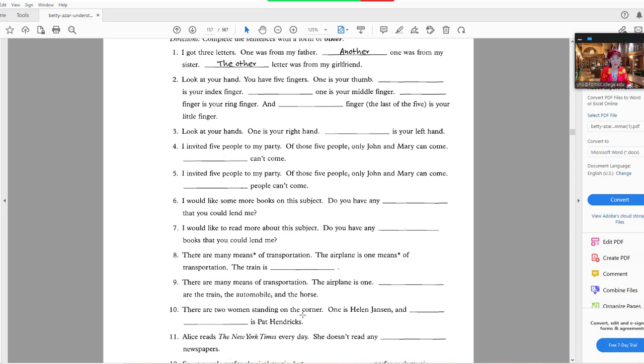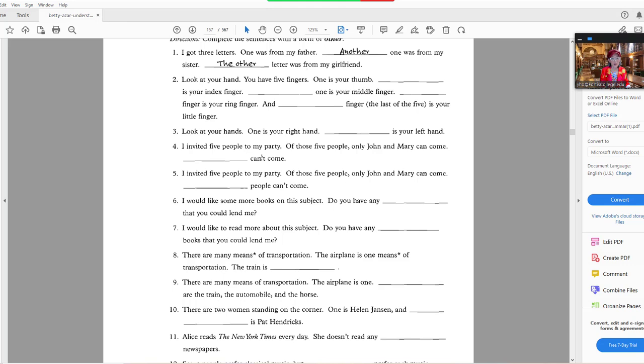So let's see. Look at your hand. You have 5 fingers. One is your thumb, another one is your middle finger, yet another is your ring finger, and your other finger, the last of the 5, is your little finger. Look at your hands. One is your right hand, the other is your left hand.